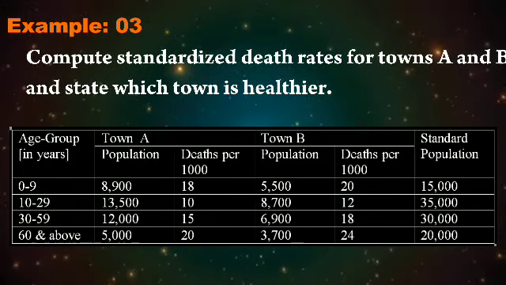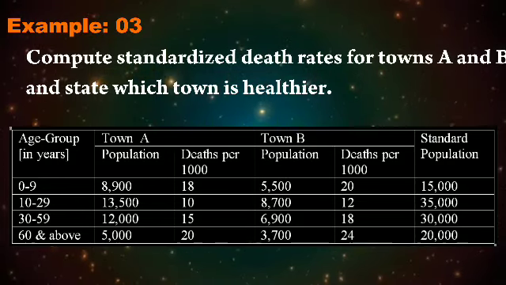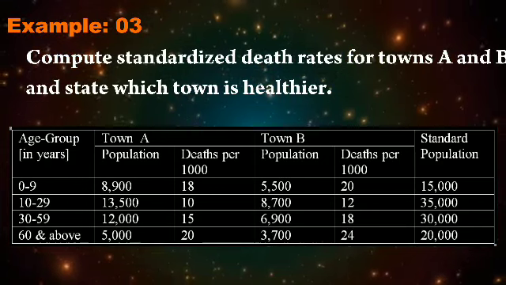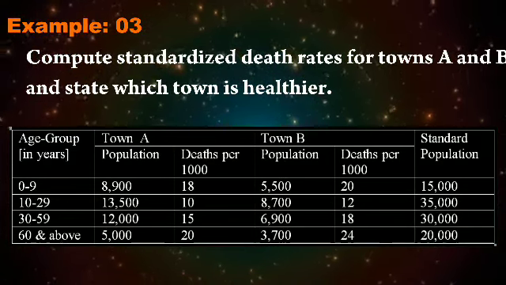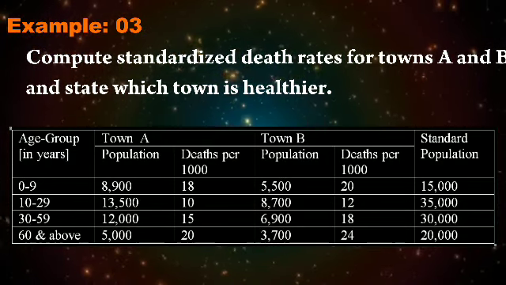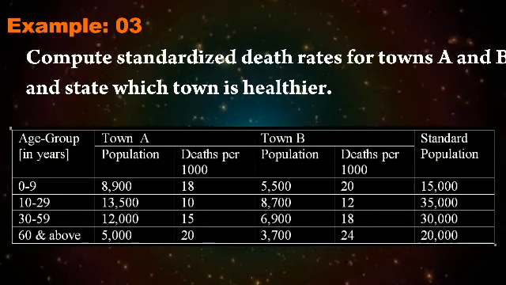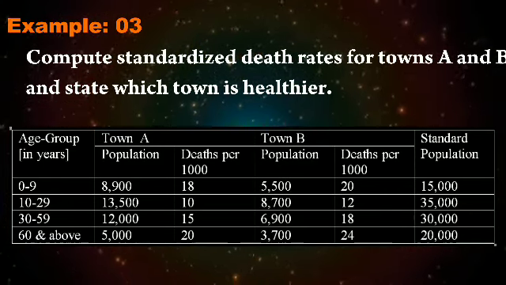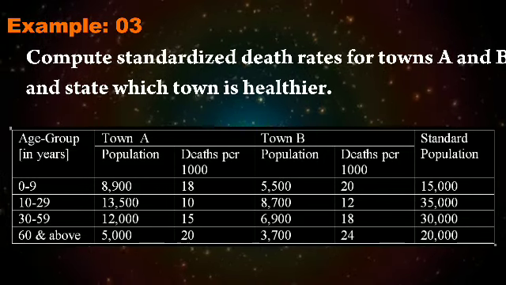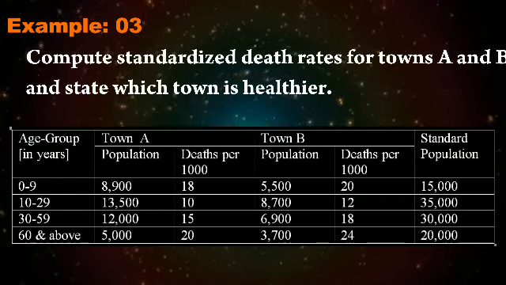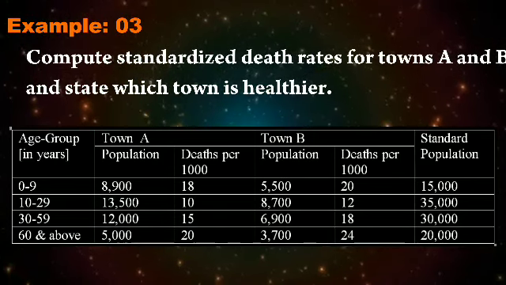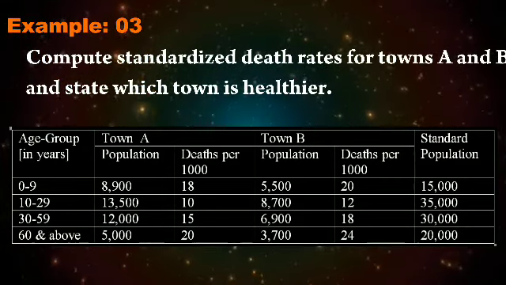Here as you can see, town A contains population and deaths per thousand, similarly town B. Here, instead of giving the death rate, deaths per thousand is given in the question, which means this is your ASDR value. So, these are the ASDR values, given directly in the question. So far they used to give the death rate based on which you computed the ASDR value.